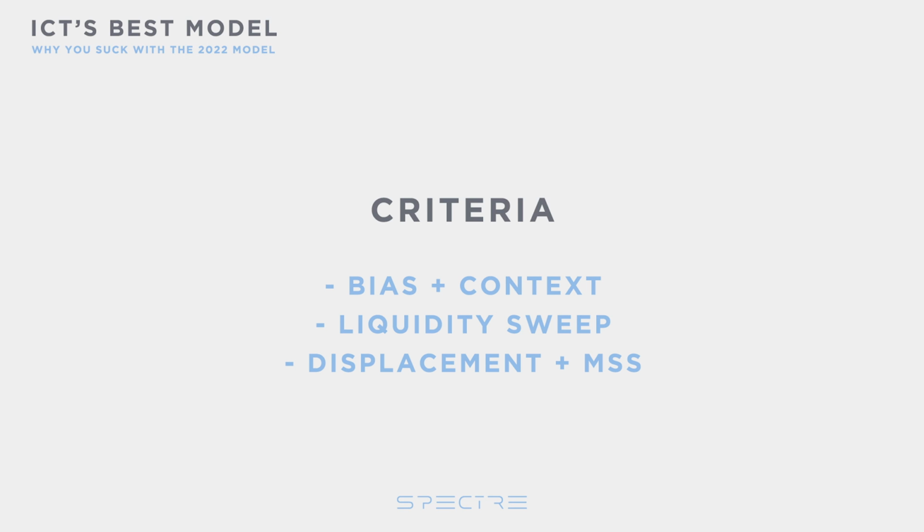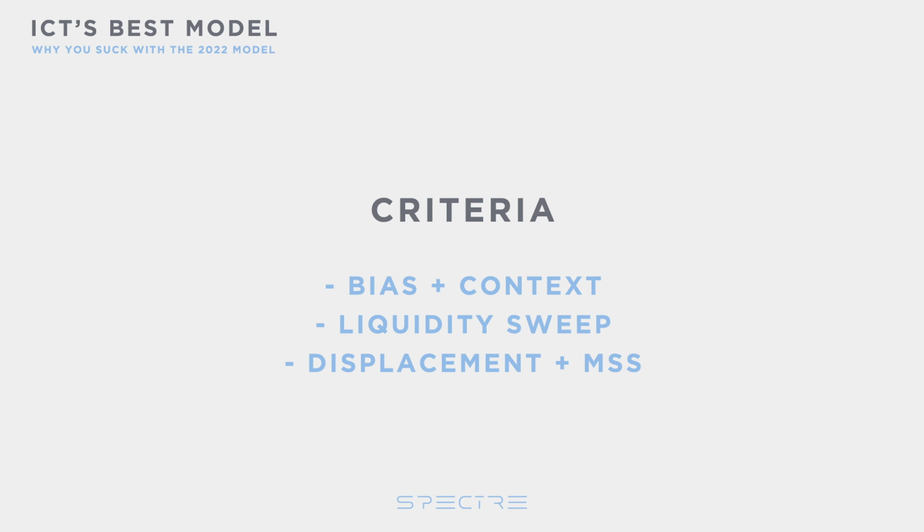So the first thing that we need is bias. Without a bias, any model is simply useless. So we need a clear bias and context to understand where the model should form and how it should form, right? So the second thing we need is a sweep of liquidity.